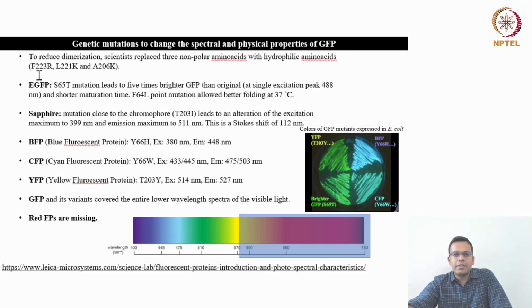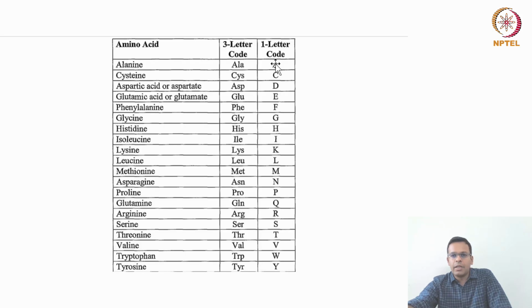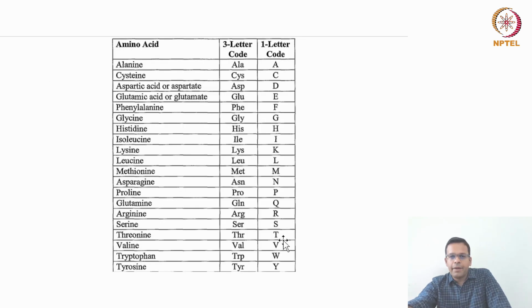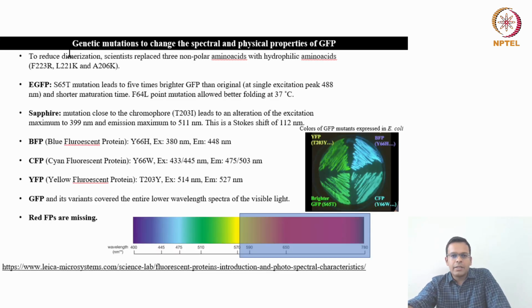They converted F at the 223 position to R. Now which one is the F amino acid and the R amino acid? I have given the amino acid codon table here, so from here you can find out that F represents phenylalanine, and R stands for arginine. So they converted phenylalanine into arginine at the 223 position.